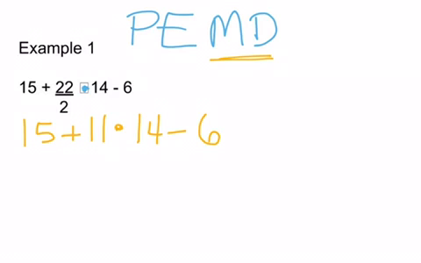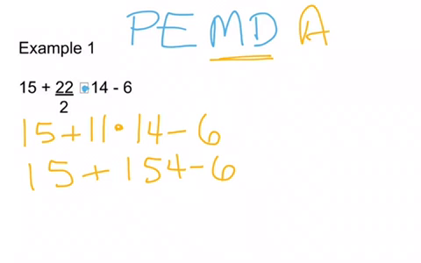Now we need to go and look for any others. We've got multiplication and division. We had a division that came. Now we need to do our 11 times 14 because that's our next multiplication or division that comes when we're working from left to right. So we need to take 11 and multiply it by 14. That gives us 154.